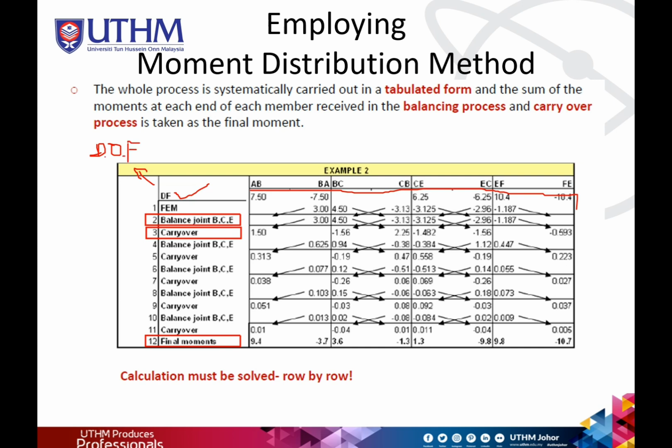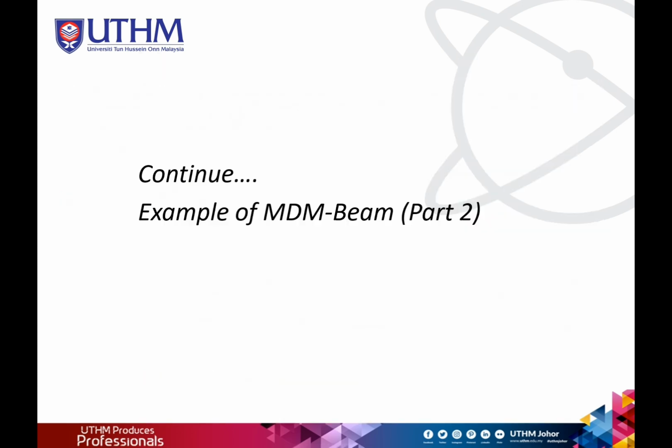And we continue with the values of FEM, which refer to the FEM table. Then we carry over from one row to another row. We stop when the joint connection between the end supports becomes 0 or near 0. For the next slide, we will go through how we can calculate MDM to solve the indeterminate beam structure.